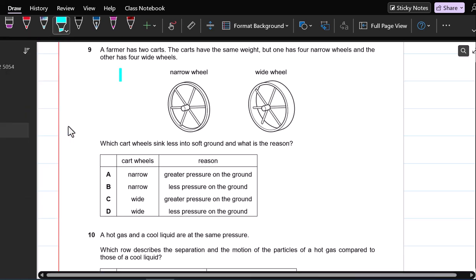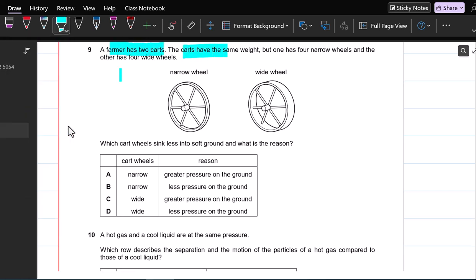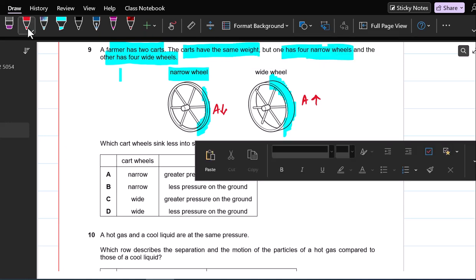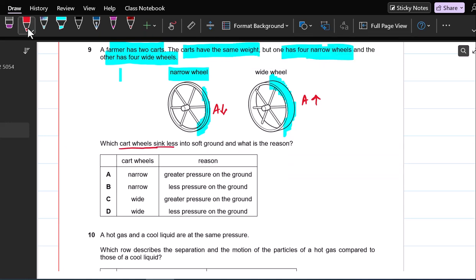Now we are on question 9. A farmer has two carts. The carts have the same weight, but one has four narrow wheels. Narrow means this type, you can see this. This is narrow. And the other has four wide wheels. So here the area is greater with the wide wheel, and here the area is smaller with the narrow wheel.